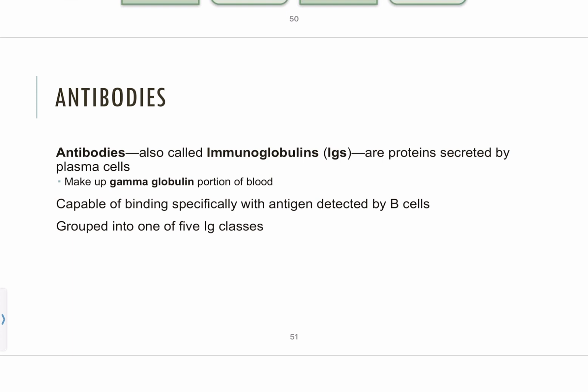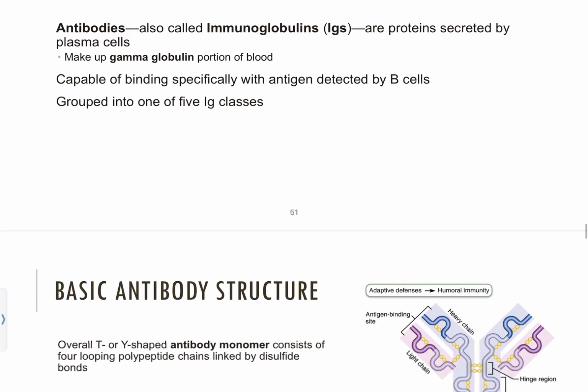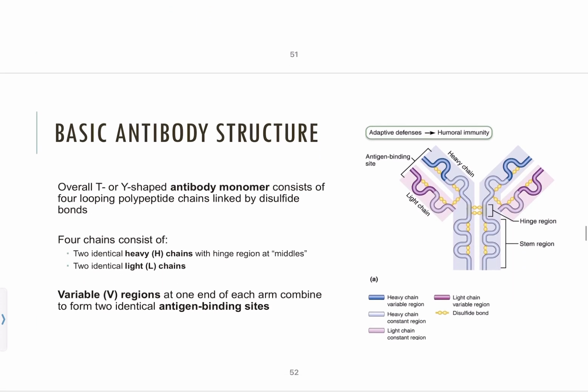And now we'll start talking about antibodies themselves. So antibodies are also called immunoglobulins. We have 5 different classes, so that you'll see in a little bit, we call them Igs. The basic structure of an antibody is made up of 4 polypeptide chains, 2 identical heavy chains, and 2 identical light chains. And these chains are going to be held together by disulfide bonds.